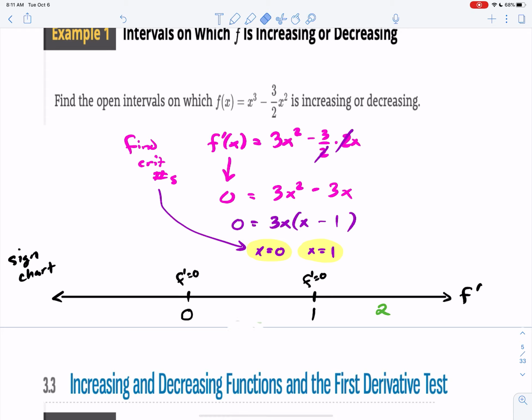Let me scoot that up, that looks weird. Okay, and a safe number to the left of 0 is -1. You could have chosen -10, -1,000. It doesn't matter as long as the number is in the section. It'll work, okay?